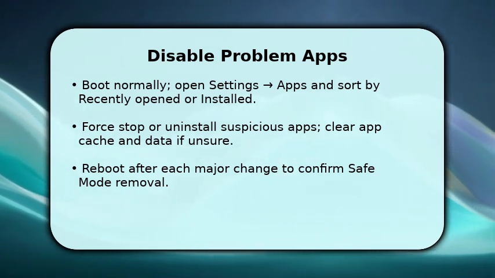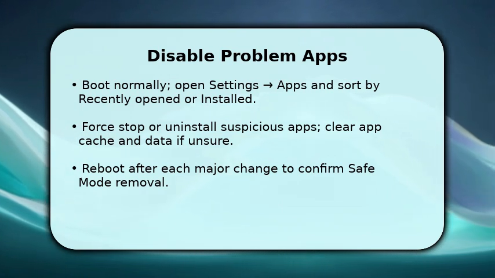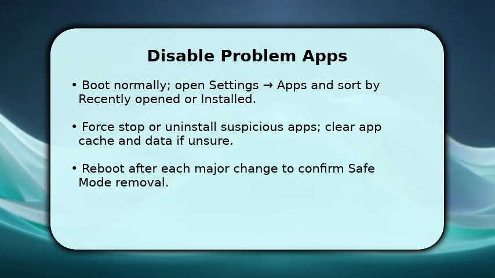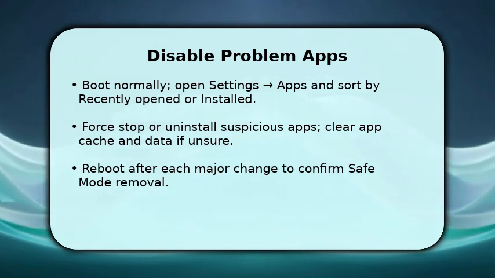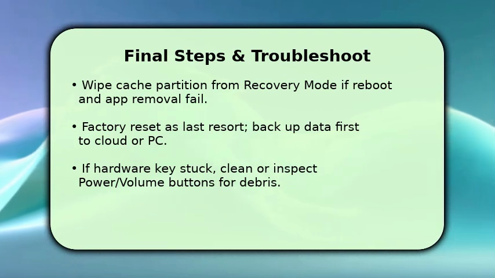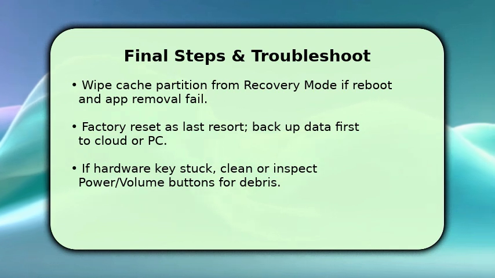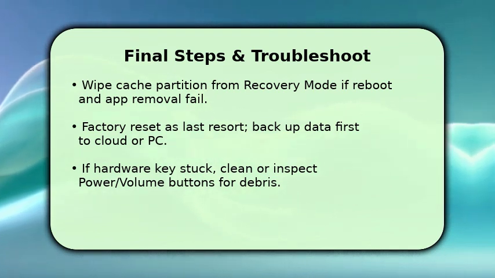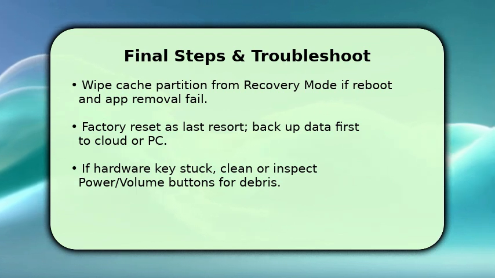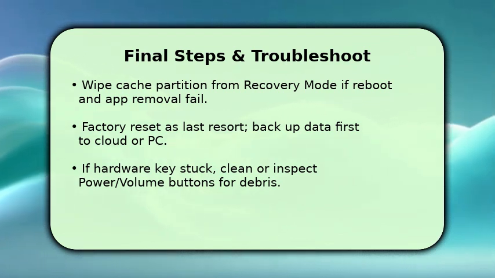Finish by tackling system-level fixes if app removal didn't work. First, boot into recovery mode, power plus volume up, varies by model, and wipe the cache partition. That removes corrupted temporary files without erasing data. If safe mode remains, back up your files and perform a factory reset. This restores default firmware and usually fixes persistent safe mode loops.